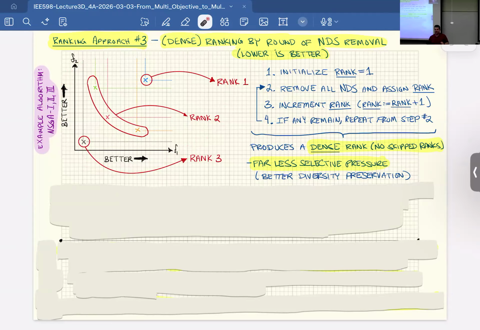Any questions about this method ranking?